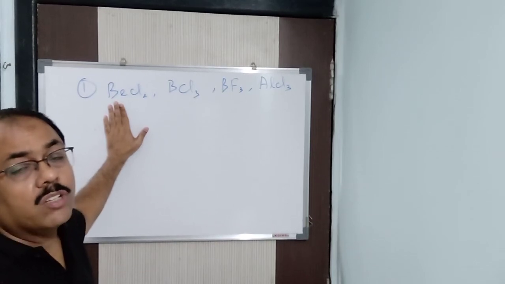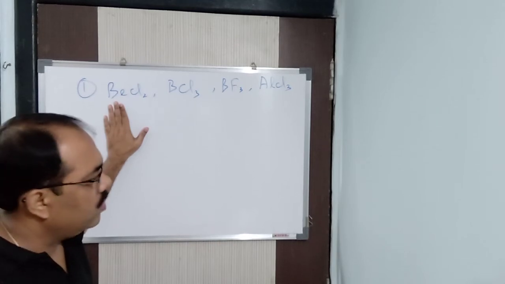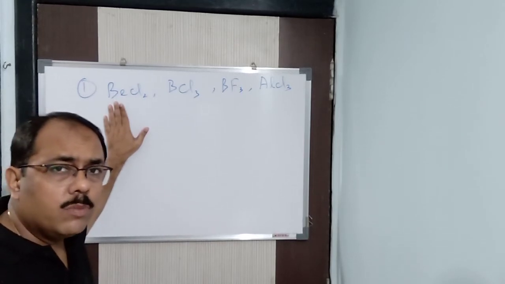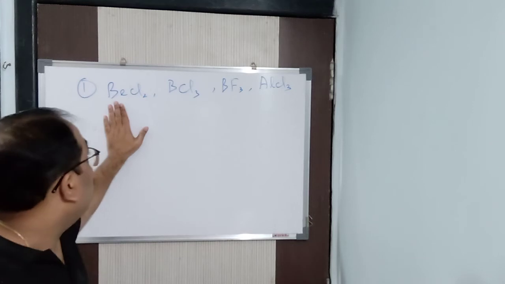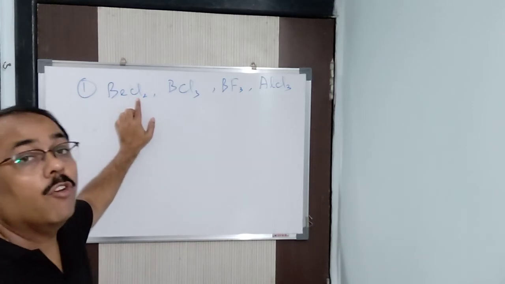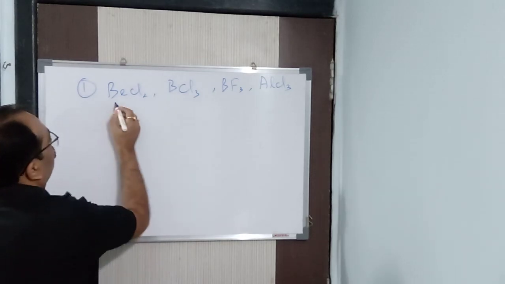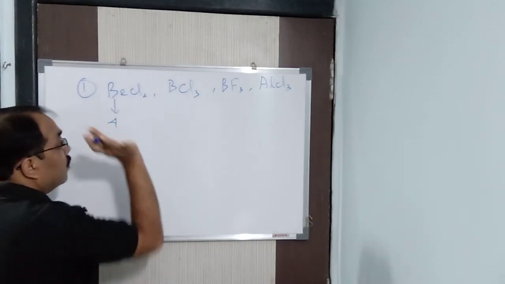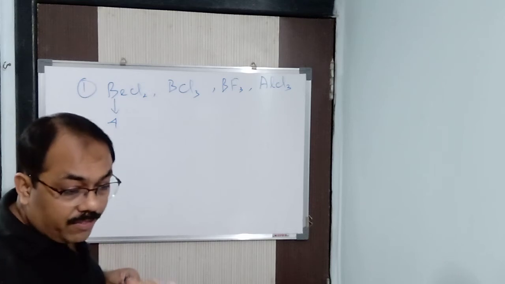Beryllium has 2 electrons in the outermost shell. Atomic number 4, 2 electrons in the outermost shell. So how many more electrons does it require to become stable? 6. But it gets 2 electrons from 2 chlorine. So how many does it have now? 4. It has 4 electrons in the outermost shell. It is stable.